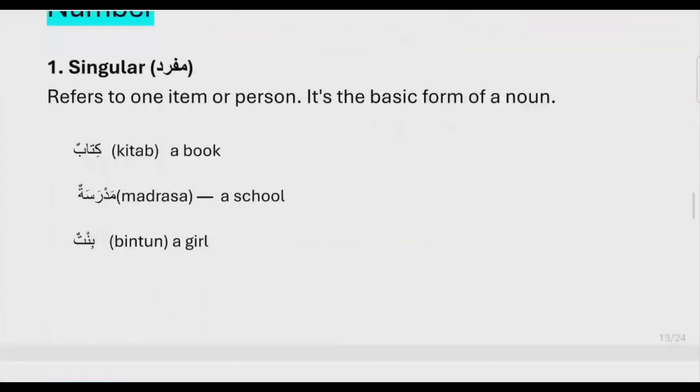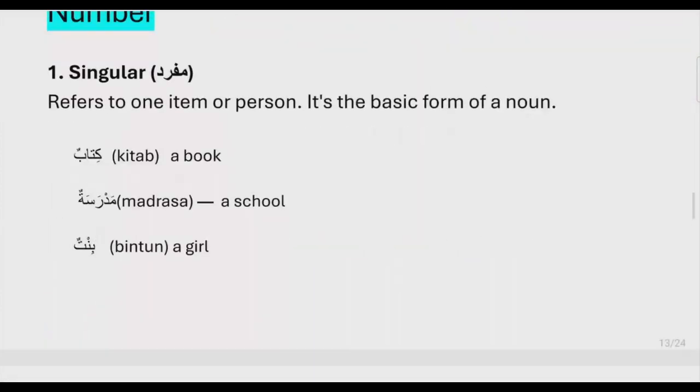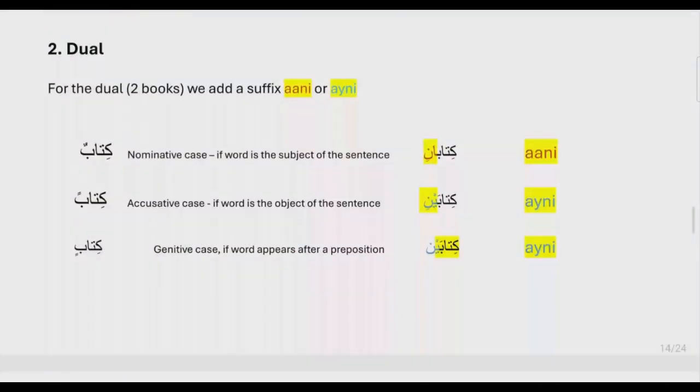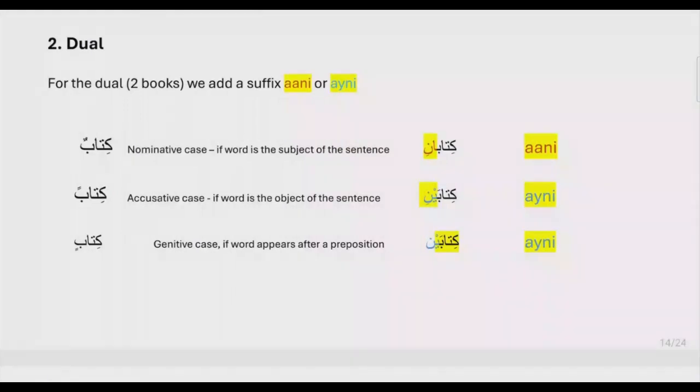Right. So the mufrad or the singular refers to one item or one person. So kitabun is a book, madrasa is a school, bintun is a girl. Right. So those base forms are the singular form. Then, in order to make it dual, we add suffixes. Now, how do we do it? We take that base form, which is kitabun, right?